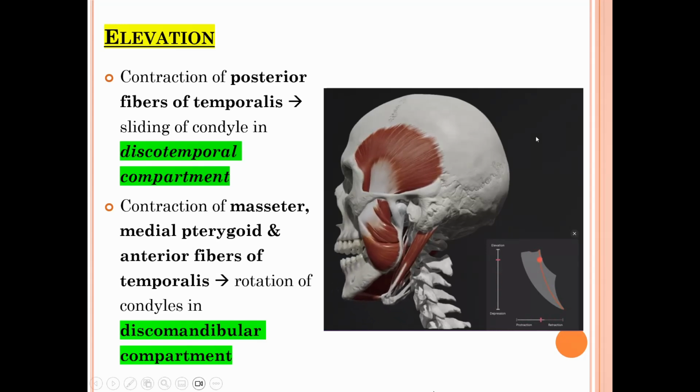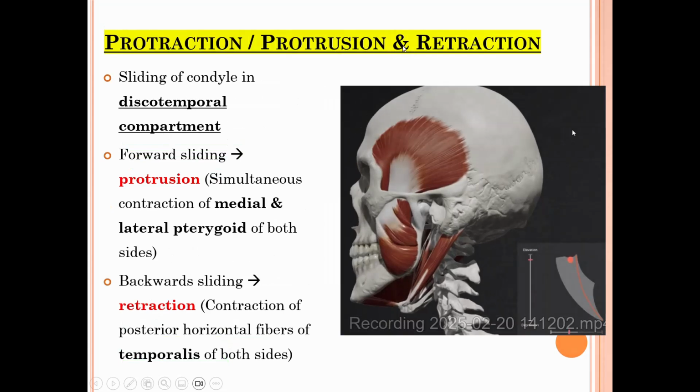Okay, so then there is protrusion and retraction. Here is the sliding of the condyle in the discotemporal compartment, you can see the forward sliding. Now here we are talking about only one compartment, the discotemporal compartment, the upper compartment. So forward sliding is protrusion. Why does that happen? Because of simultaneous contraction of the medial and lateral pterygoid of both sides, that is protrusion or forward movement of the mandible.